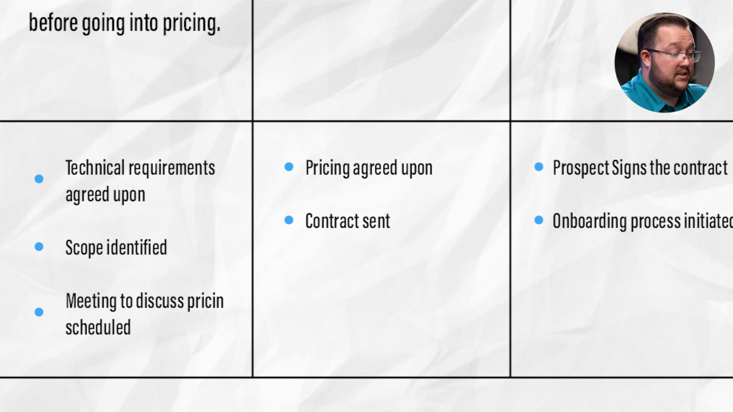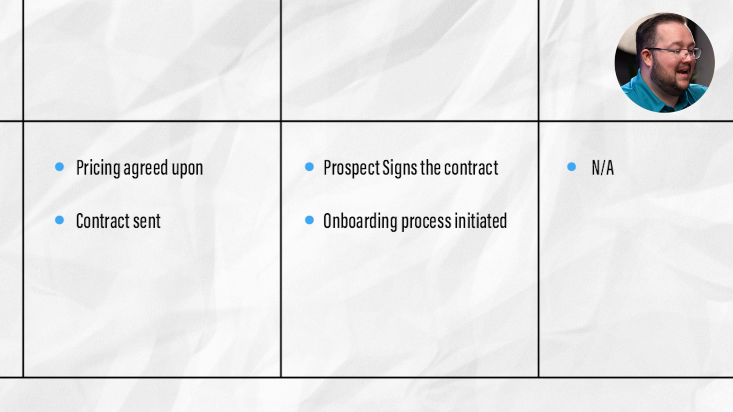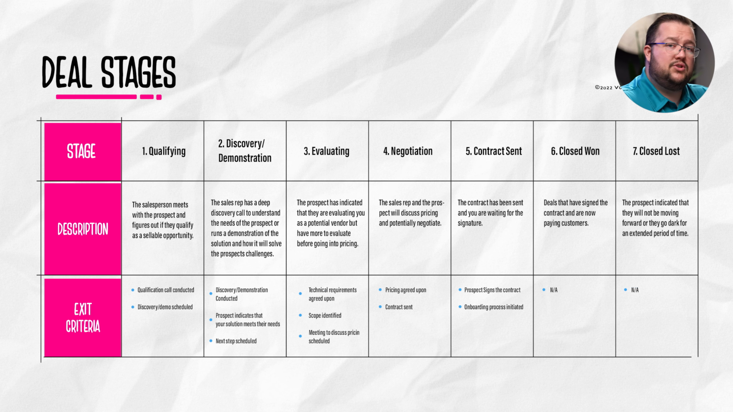Negotiation: pricing is agreed upon, contract is sent. If the contract has not been technically sent, then we're not moving it into contract sent. And then for contract sent, we have prospect signs the contract and the onboarding process has been initiated. Typically what it is, that first meeting is scheduled for the onboarding team to actually start rolling out the solution with the customer. Closed won, closed lost. There's no exiting those stages. Those are pretty locked in.